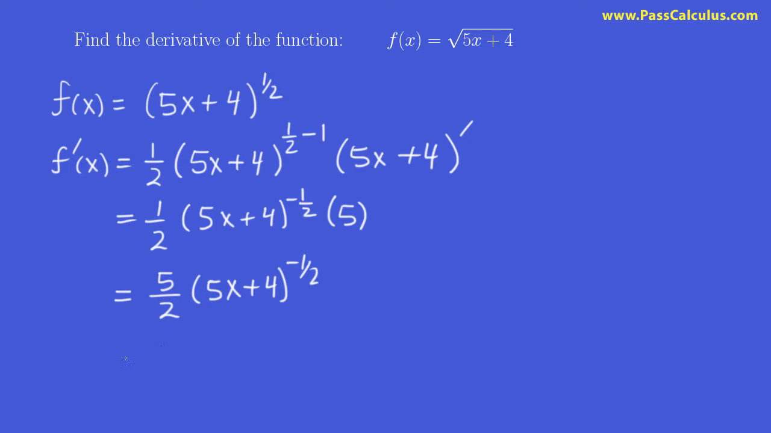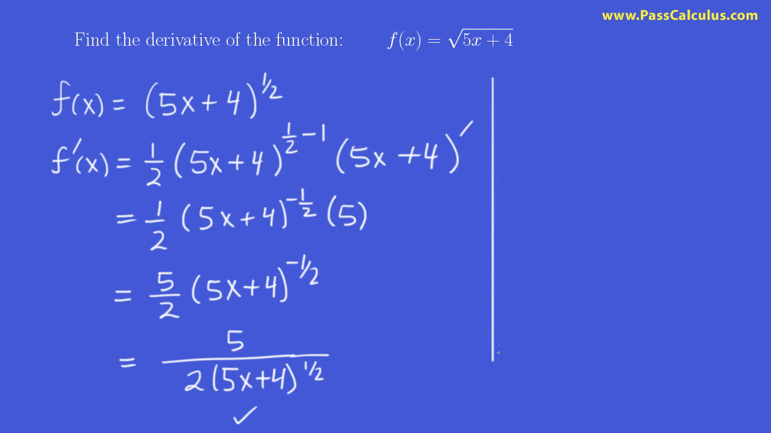And let's get rid of that negative exponent. So we could write 5 over 2 times 5x plus 4 to the power of a half. And there's our answer. I would like to do this one other way just to illustrate something.